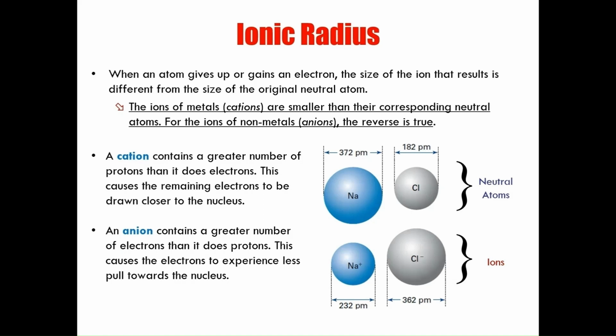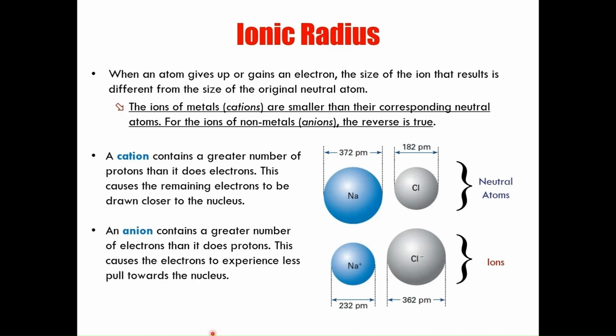However, when an atom gains an electron to become an anion, it resultantly contains a greater number of electrons than it does protons. This imbalance causes the electrons to experience less pull towards the nucleus, and thus the radius of the anion is greater than its parent atom.